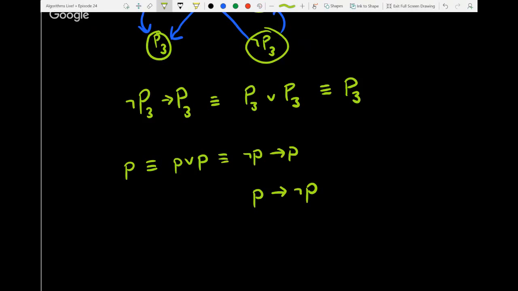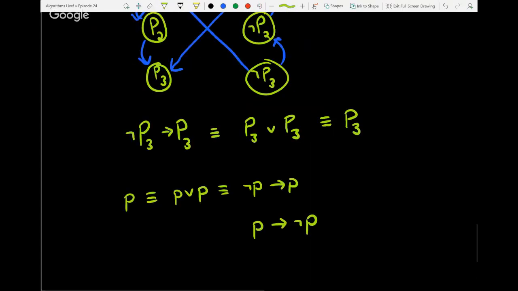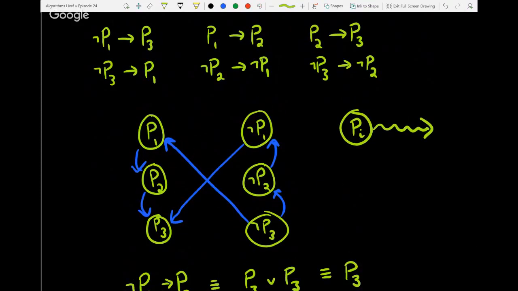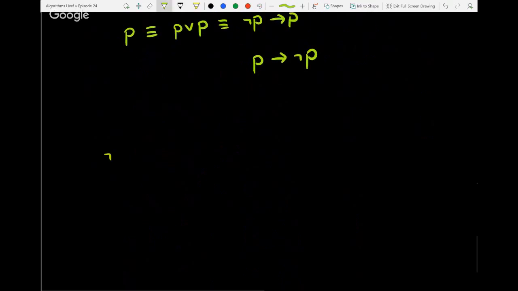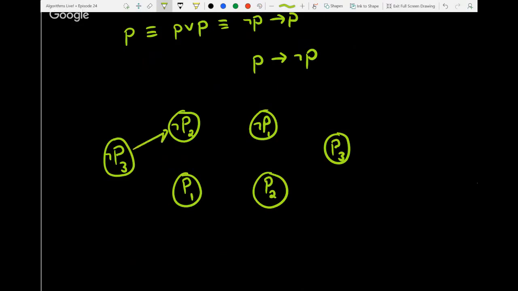Okay. So let's take a look at our graph and think about how we find the answer. So I drew this graph here. It's not drawn in a very clean way. I have crossing edges. It's a little hard to see what's going on. So I'm just going to redraw it here. So I have not P3. And if I redraw it, I have not P2. I have P1. I have P2. I have not P1. And I have P3. Something like this. And I can just draw the edges that I had. These are the implication edges.